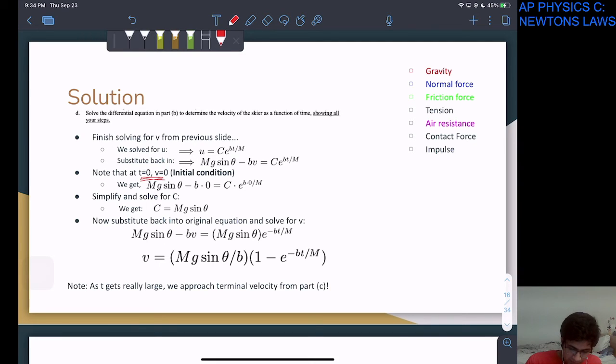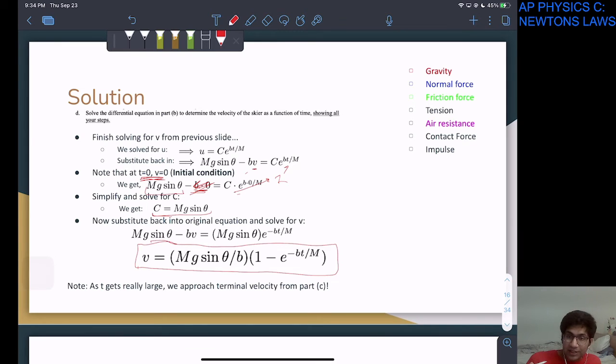Well, we put 0 here, so this term stays the same, but our v is equal to 0, so this term will drop, and this term here will go to 1 because e to the power of 0 is 1. So you end up getting c is equal to this. Now you can do the algebra, and if you substitute c back in and solve for v, you end up getting this expression here for v.